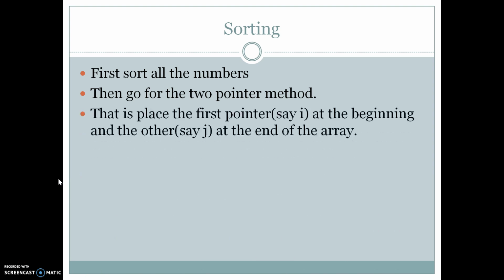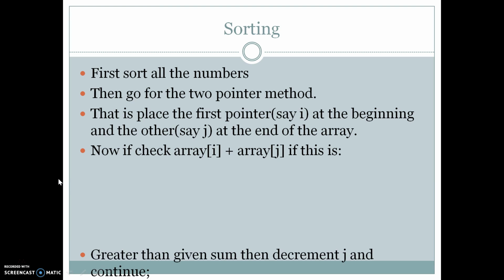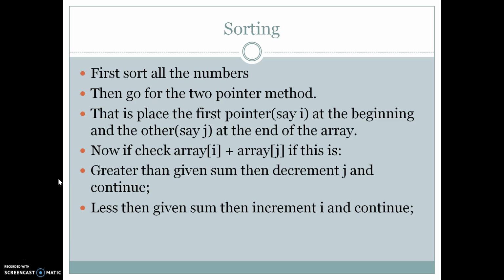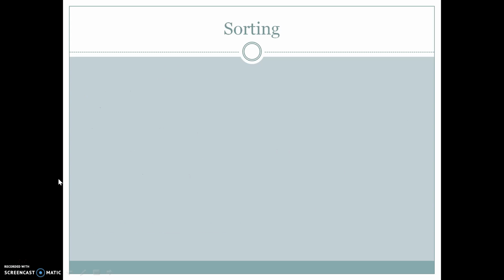So here is the algorithm. We have to check the temporary sum of array of i plus array of j. If this is greater than the given sum, then decrement j and continue. If it is less than the given sum, then increment i and continue. If equal, then return true. We have found the answer.